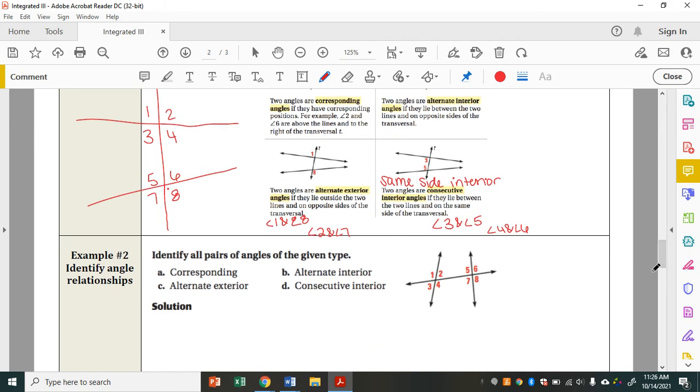Again, take a second, pause your video. I want you to try example 2 on your own, listing out the different relationships. Take a second to pause your video, and when you have all your answers, you can hit play again.